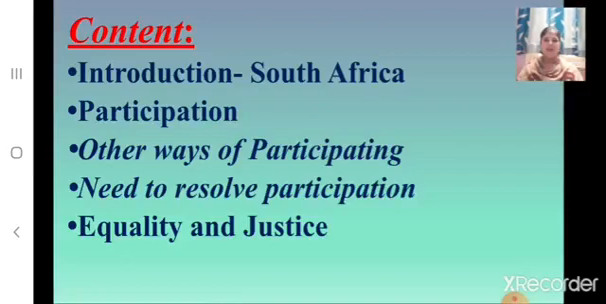Earlier, South Africa was governed by apartheid laws. Apartheid means separation on the basis of race. South African people were divided into whites, blacks, Indians and coloured races. The apartheid laws did not allow these races to mingle with each other, to live near each other, or even to use common facilities.